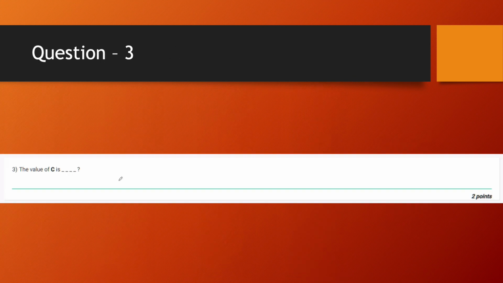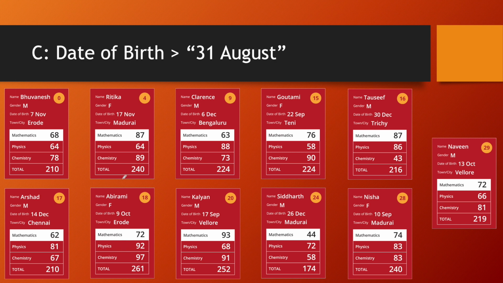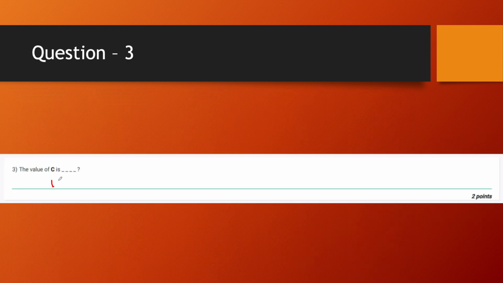Now moving on to the third question. The third question states that you have to find the value of C. Again, just go through the data set and you'll find that there are 11 people whose birthdays fall after the 31st of August, which means 31st of August is not included. You have to start counting people whose birthdays fall from September 1 and forward. Therefore there are 11 people in this list, so all you have to do is input the number 11 in the blank provided, and that's your right answer.